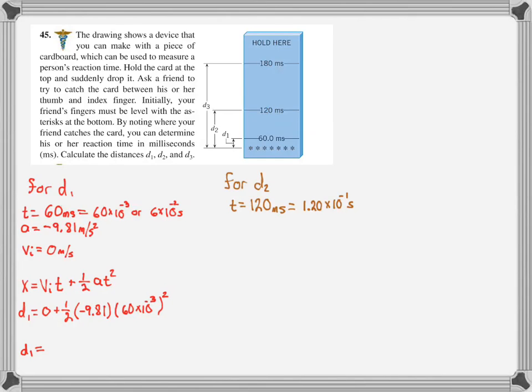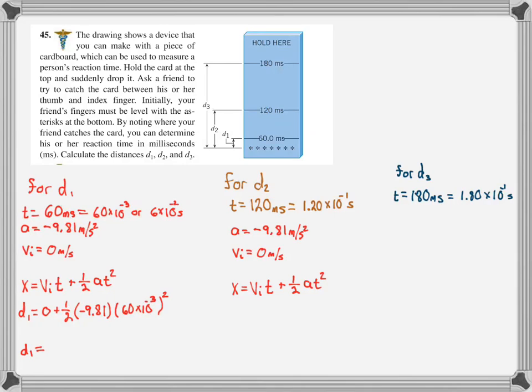For D2, we do the exact same thing, except it took him 120 milliseconds to react, which means that the acceleration is still negative 9.81, v initial is still 0 because it was let go from rest, and we're still going to use the same kinematic equation. And then for D3, you pretty much do the same thing, except instead you use 180 milliseconds using the same acceleration, initial velocity, and equation, and you're able to calculate your displacement D1, D2, and D3. Just I'll leave it up to you guys to plug it in and work it out.